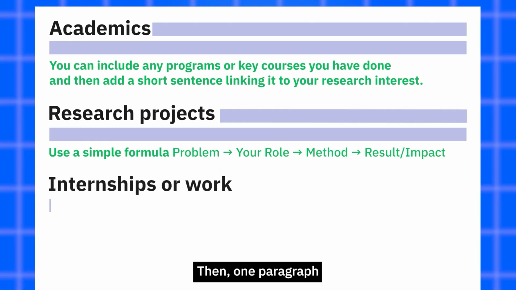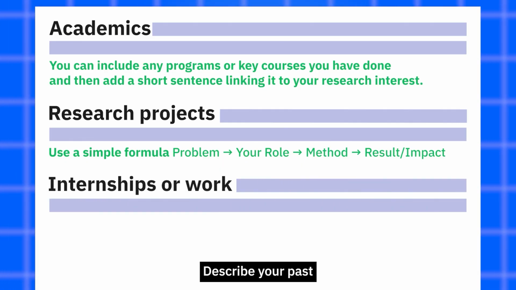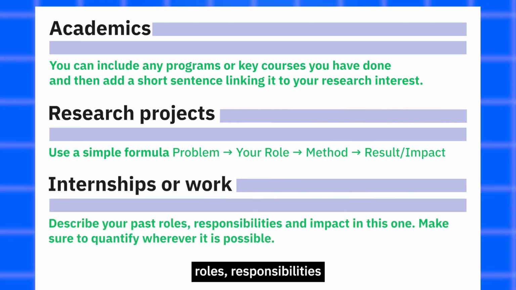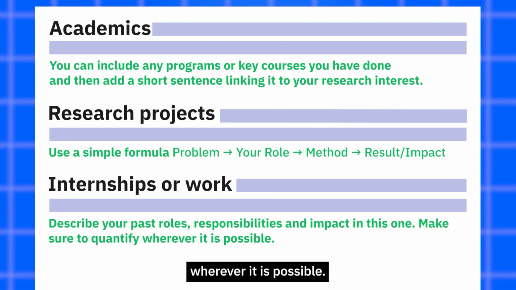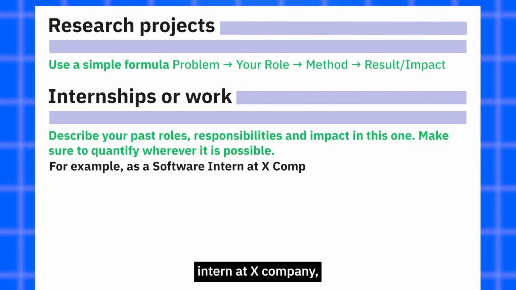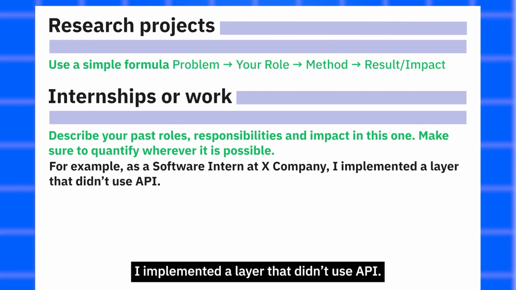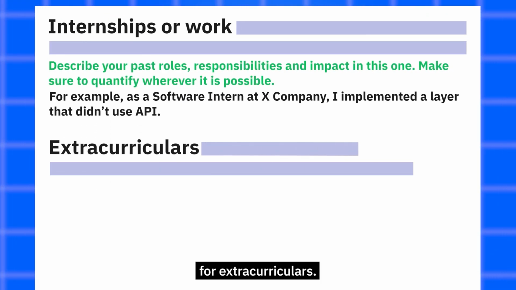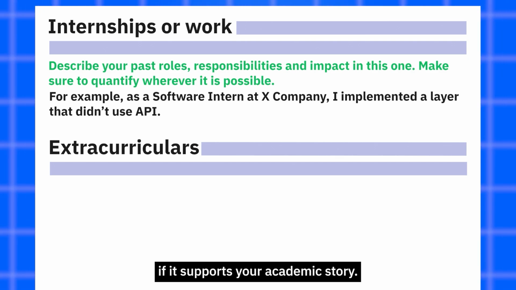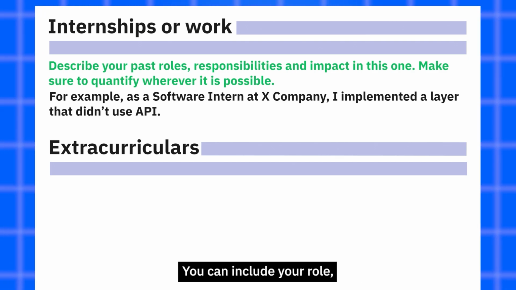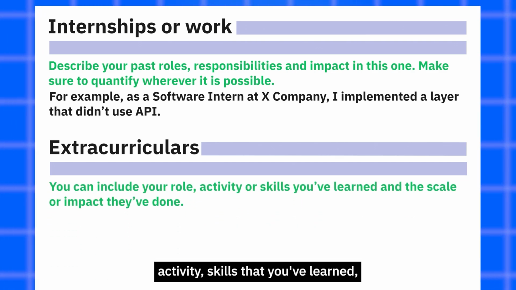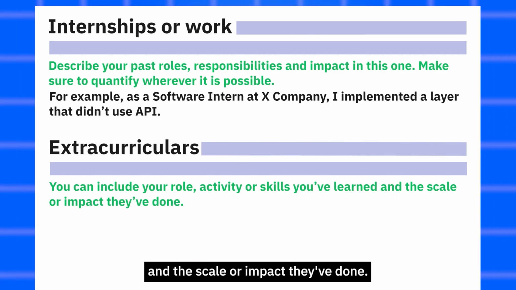Then, one paragraph for internships or work. Describe your past roles, responsibilities, and impact in this one. Make sure to quantify wherever it is possible. For example, as a software intern at X company, I implemented a layer that reduced API latency. Then, include another paragraph for extracurriculars. Only include this if it supports your academic story. You can include your role, activity, skills that you've learned, and the scale or impact they've had.